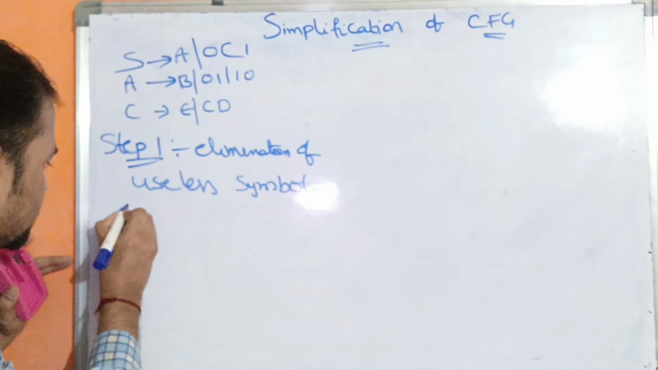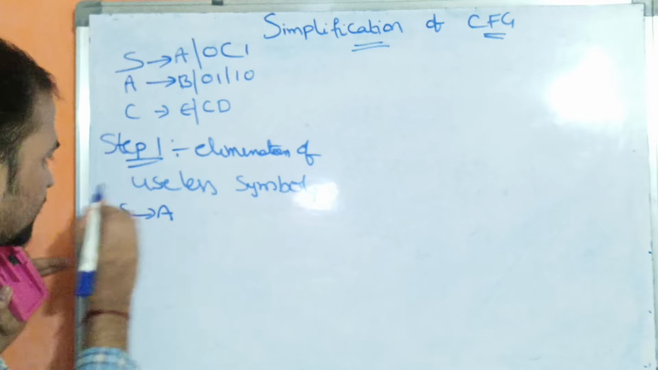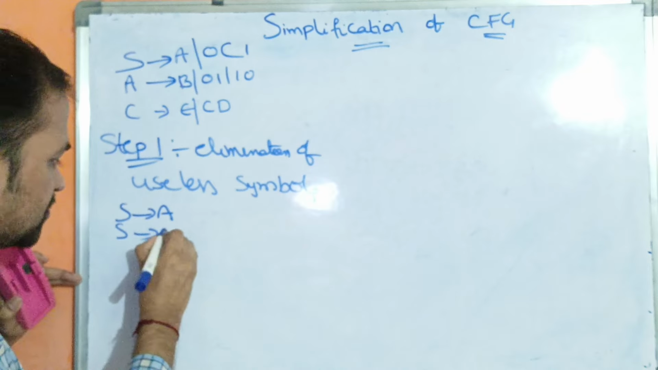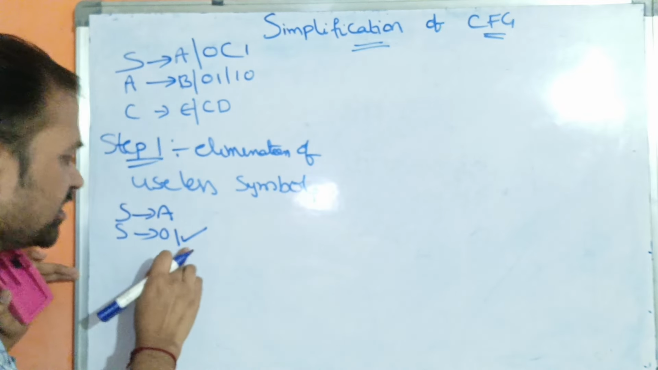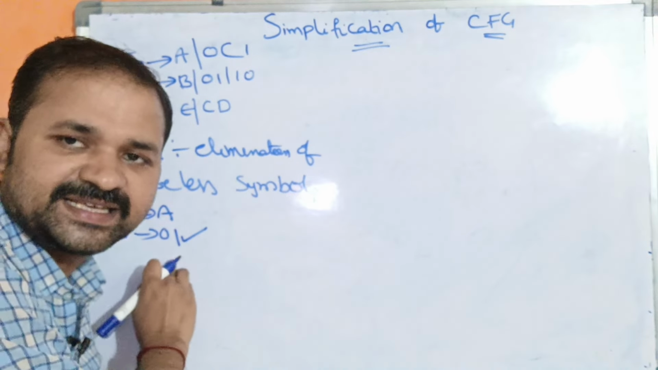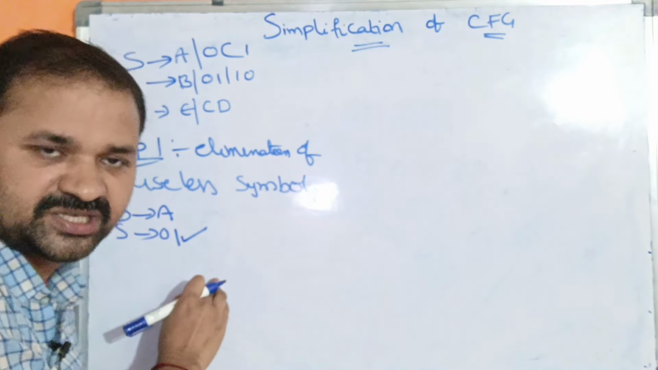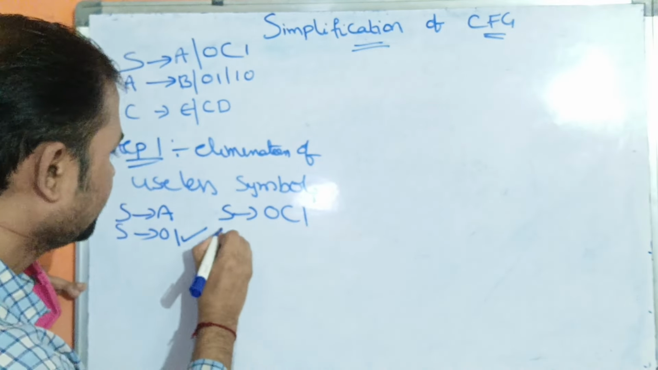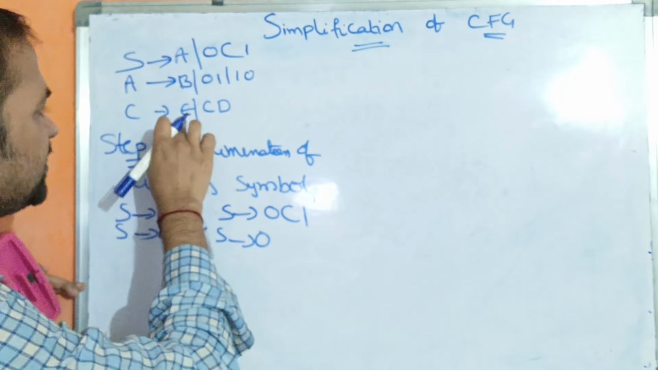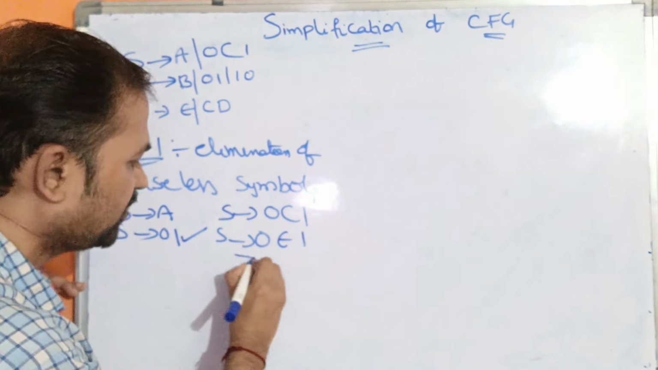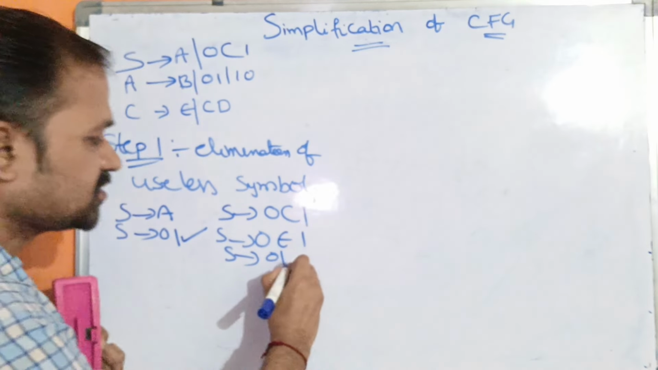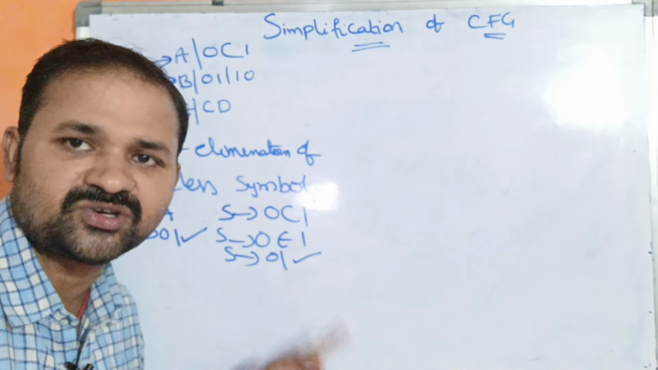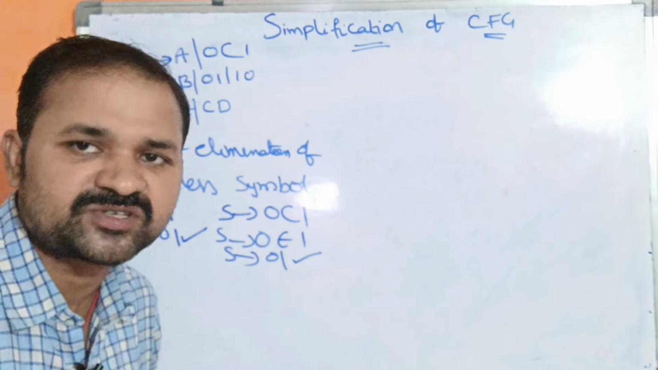So what is the first production? S produces A. What is A? Here we have 01 or 10. So this production is producing terminal symbols, and the tick mark represents that it is a useful production. Let us see the second one. S produces 0C1. What is C? We can have epsilon, so 0 epsilon 1, that is nothing but 01. So this is also producing terminal symbols, so this is also a useful production, because it is producing terminal symbols.